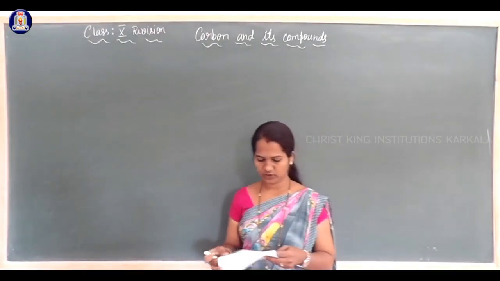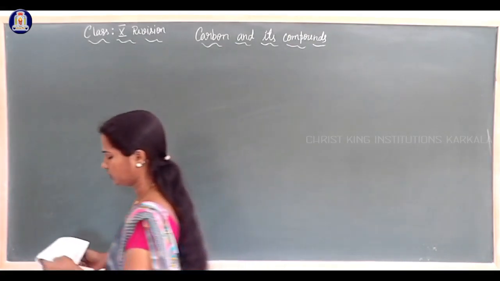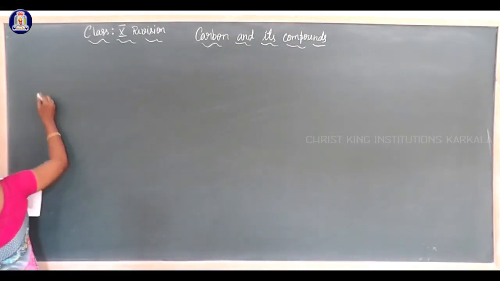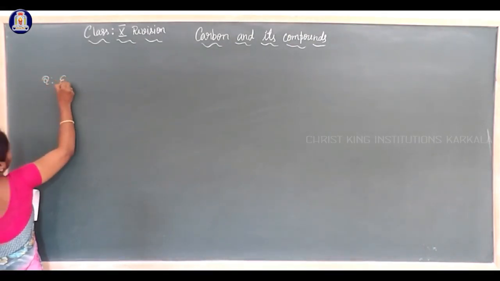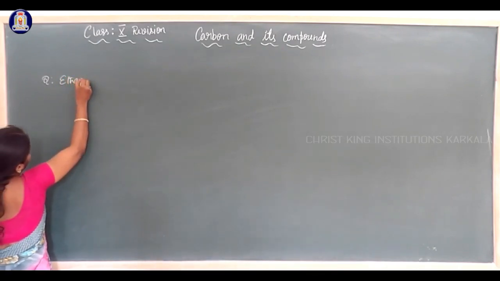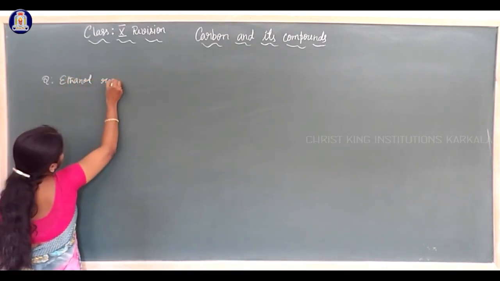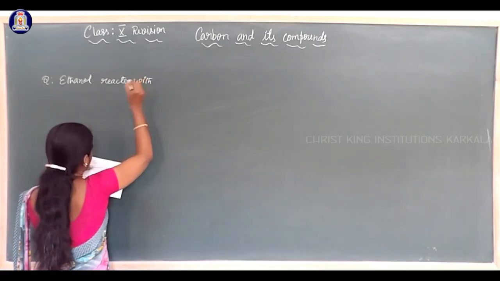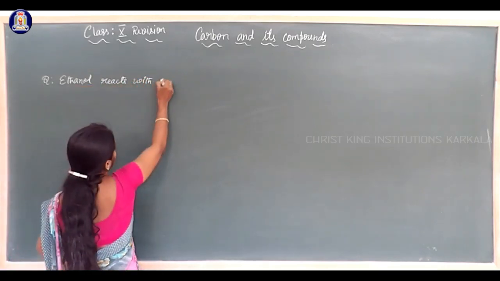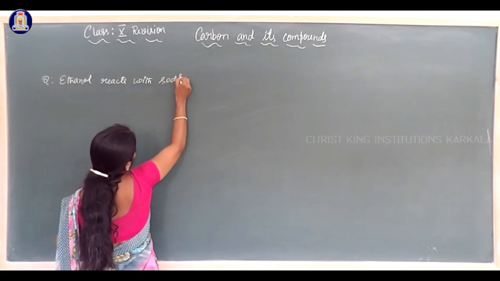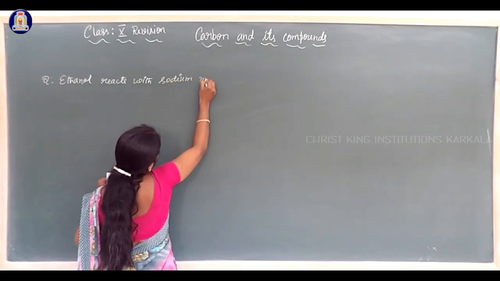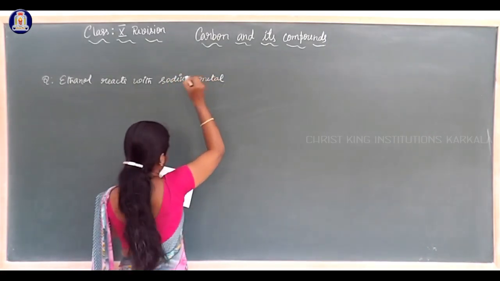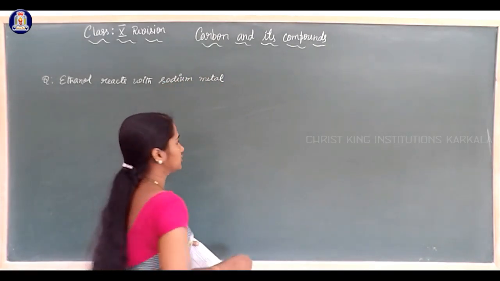So here is a multiple choice question. The question is like this: ethanol reacts with sodium metal to form products.